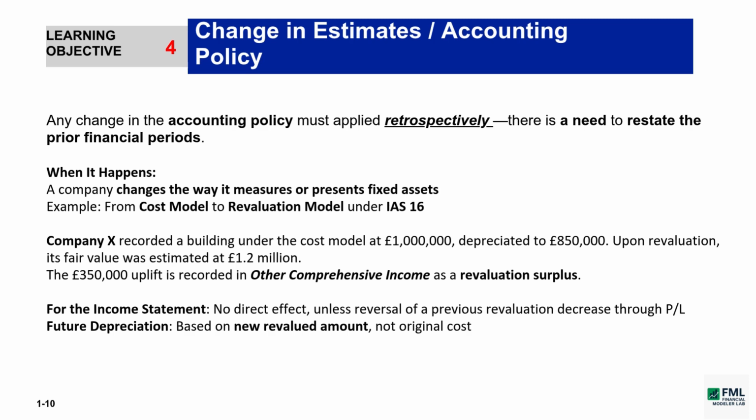Magnifying glass example: Company X recorded a building under the cost model at £1 million, depreciated to £850,000. Upon revaluation, its fair value was estimated at £1.2 million. The £350,000 uplift is recorded in other comprehensive income as a revaluation surplus. For the income statement, no direct effect, unless reversal of a previous revaluation decrease through P&L. Future depreciation is based on the new revalued amount, not original cost.